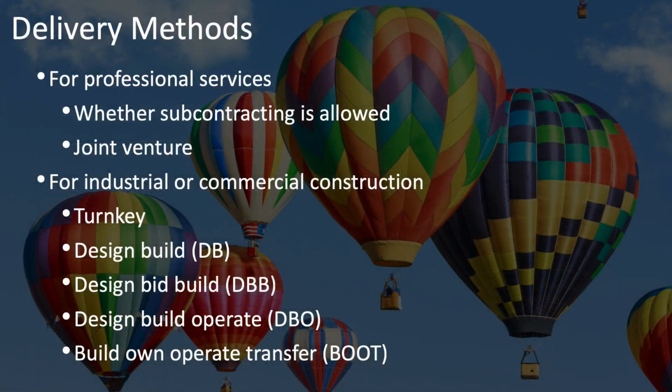Your procurement strategy's delivery methods are organized into two broad categories, those for professional services and those for industrial or commercial construction. For professional services, it includes things such as whether or not you're going to allow subcontracting and whether or not this is a joint venture. I'll give you an example of one case in which subcontracting can be a factor.